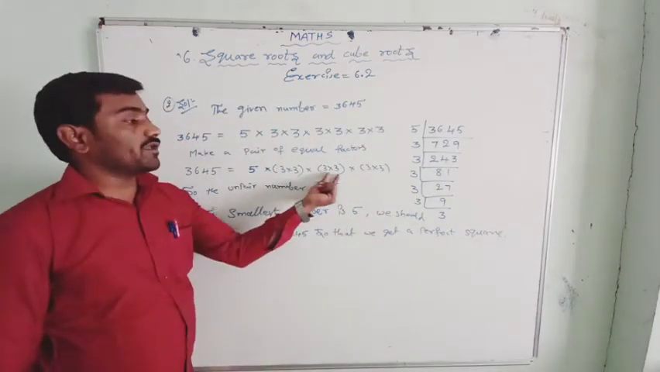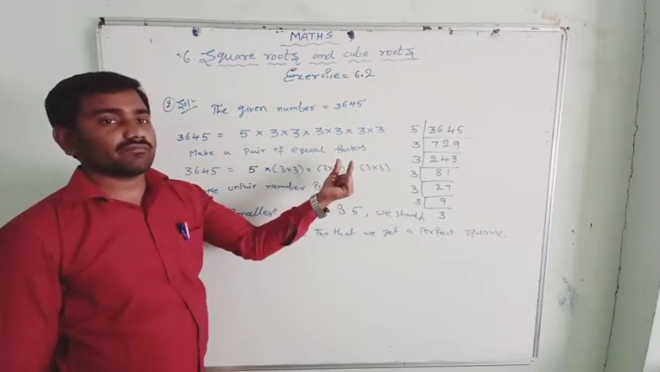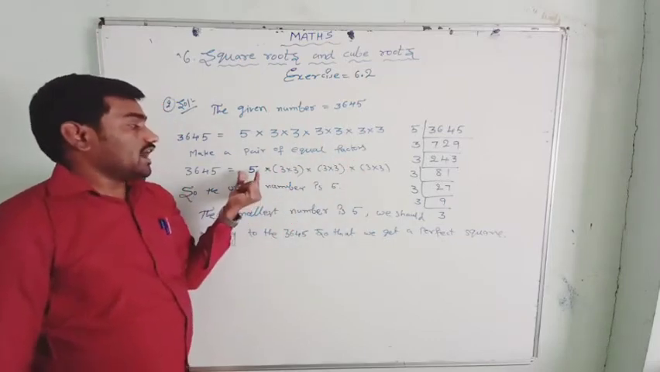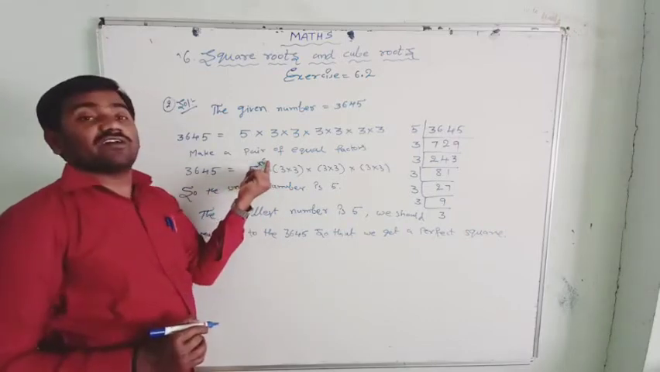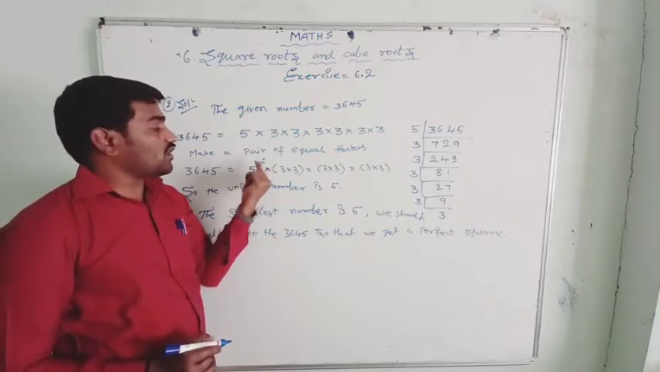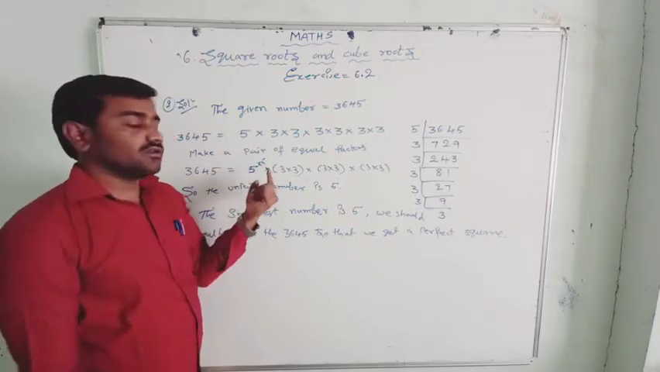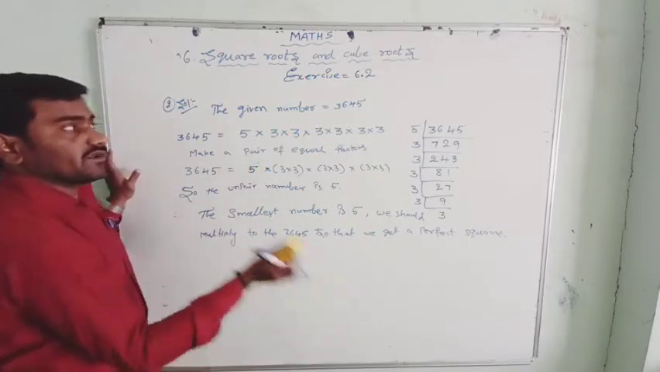That's it. These all are pair numbers. The pair numbers will give us a perfect square. So here the unpaired number is 5. You want to make it a pair, so you have to multiply by one more 5. Other than 5, if you take any other number, it will not be an equal factor to make a pair. So the unpaired number we have to multiply. This is the way we have to solve the remaining problems.